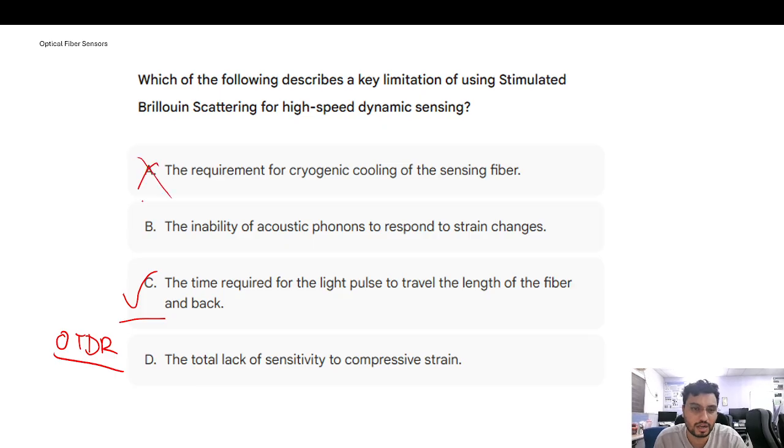It doesn't require any cryogenic cooling. Inability of acoustic phonon to respond to strain changes, it's not the case because we are not having any kind of gratings here. The whole fiber itself is working as a sensor. Total lack of sensitivity to compressive strain, this is also not correct.